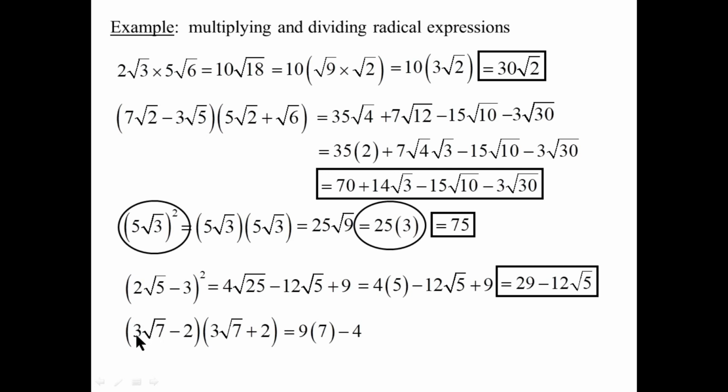When we square this, it'll be 3 squared, which is 9, times root 7 squared, toss away the radical. So it's 9 times 7 minus 4. And then do that math. 9 times 7 is 63. Subtract 4 is 59.